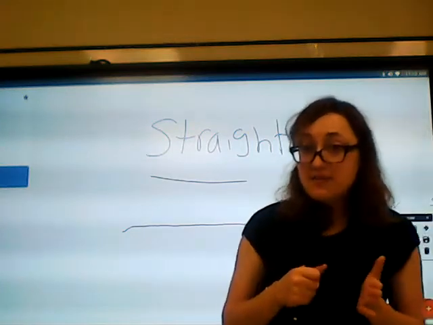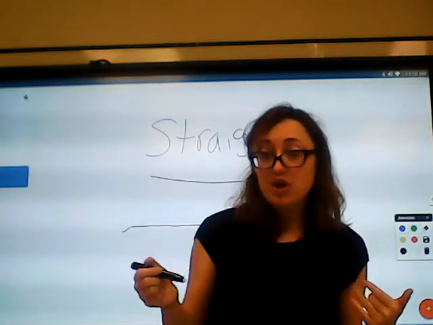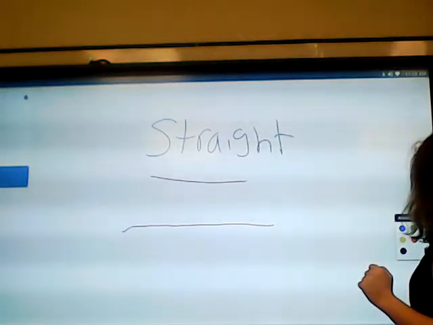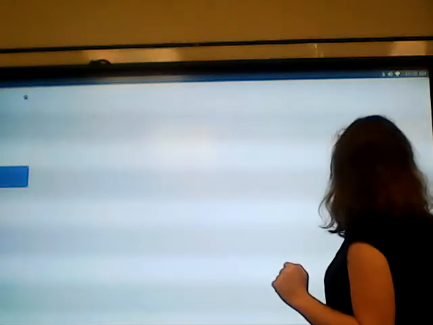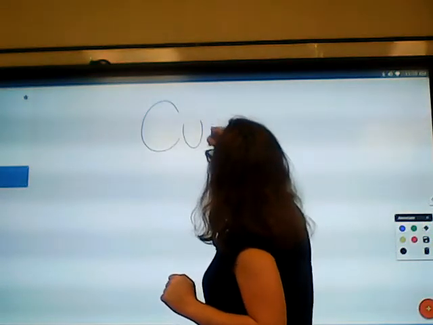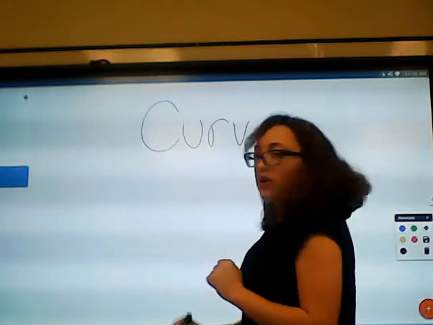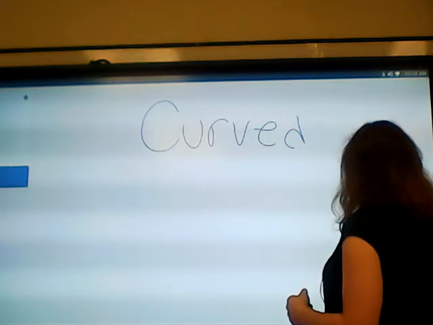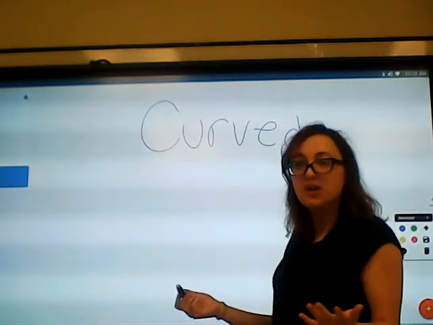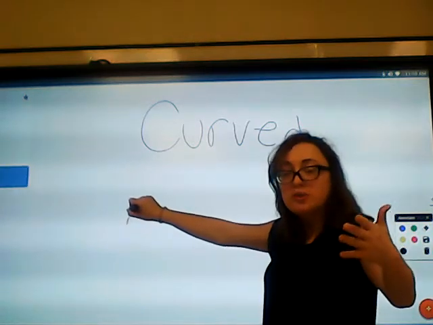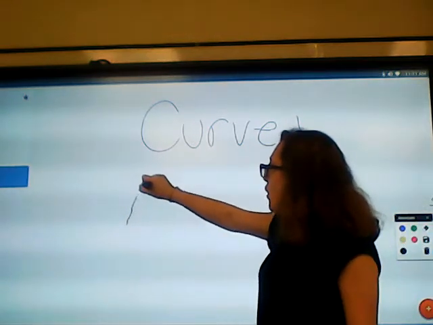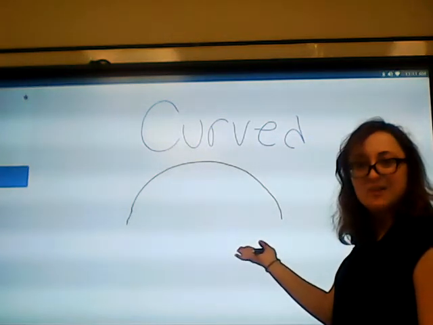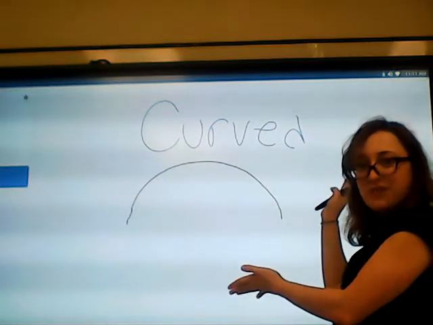Let's move on to the next kind of line, which is a curved line. Again, pause the video if you need a second to make your straight line, and you can always rewind or fast forward if you need to. Now we're going to make a curved line. A curved line is also pretty simple. All we need to do for this is kind of draw a hill. So put your pencil, marker, pointer down, go up and down. See? It looks like a hill. That's a curved line.